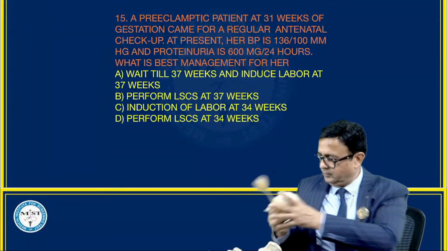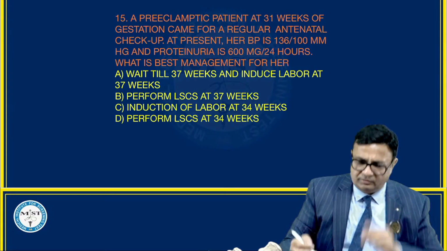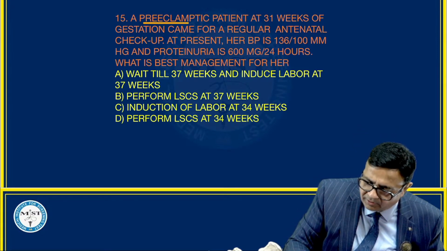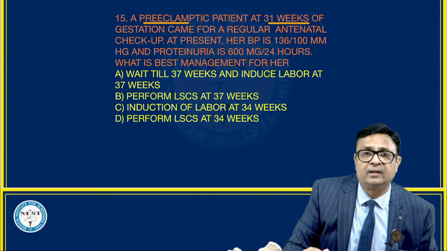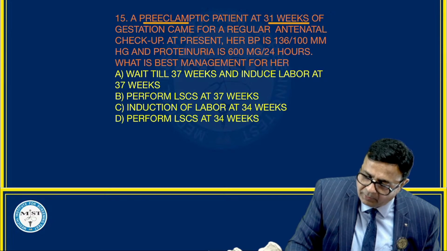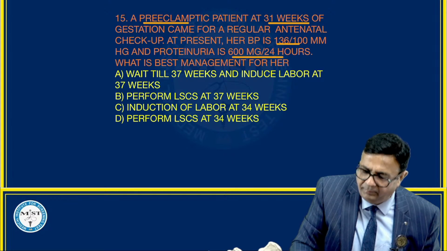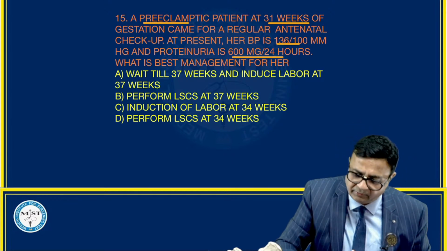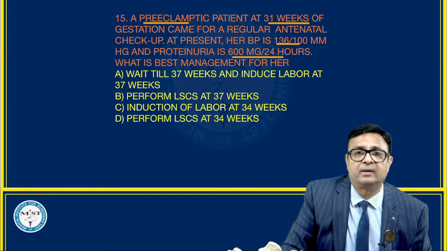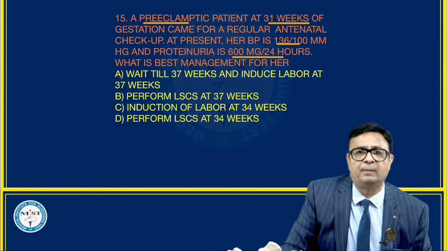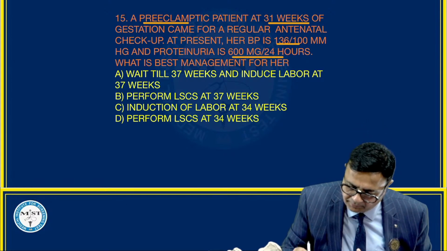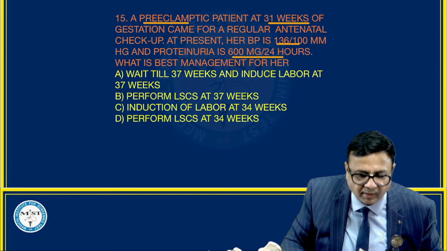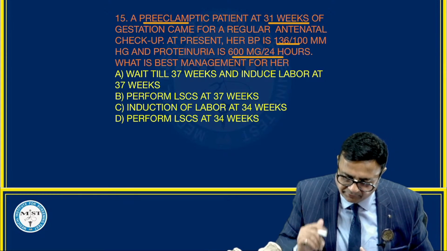Another question. A preeclamptic patient at 31 weeks of gestation came for a regular antenatal checkup. At present, her BP is 136 by 100 and proteinuria is 600 milligram per 24 hours. What is the best management for her? Please reply, I am waiting for your answers.